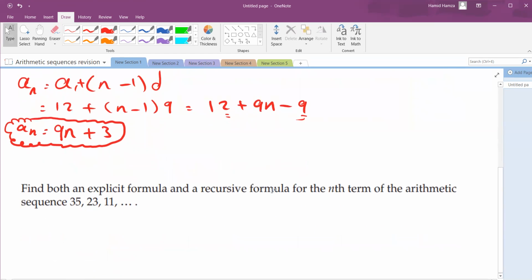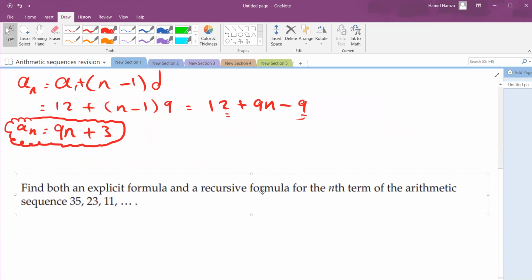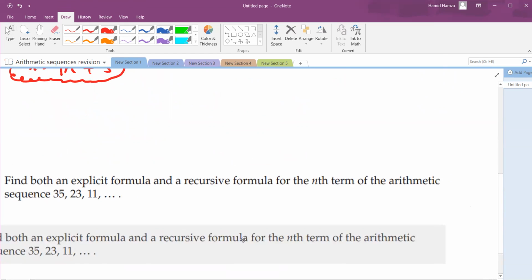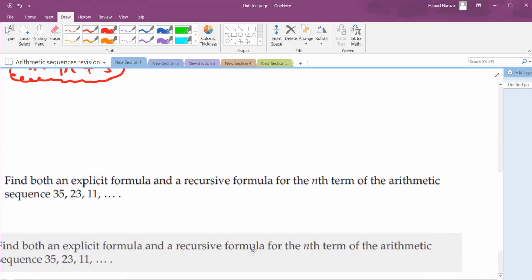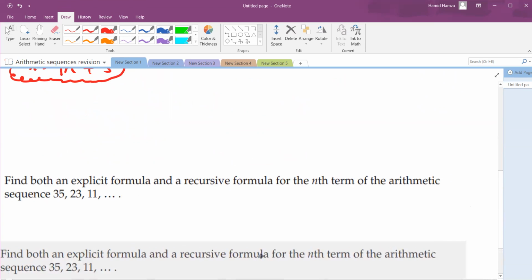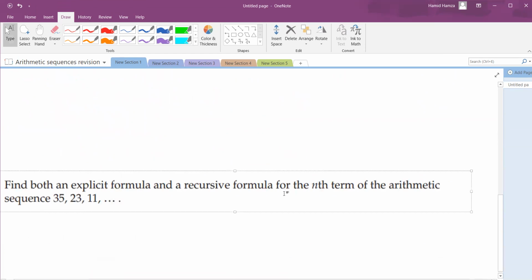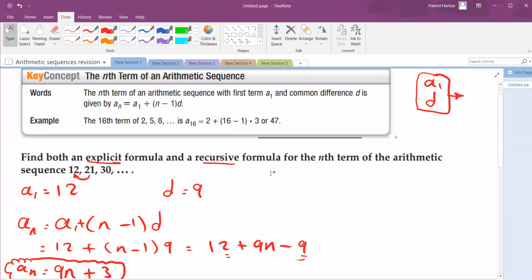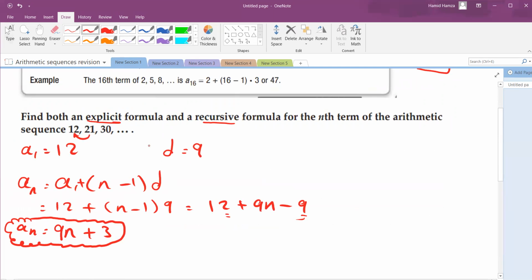Okay, guys, what is the use of this formula, the explicit formula or the nth term? We can find any term by using this formula. For example, if I wanted to find A50, that means the term whose order is 50, I can use this to find the nth term.